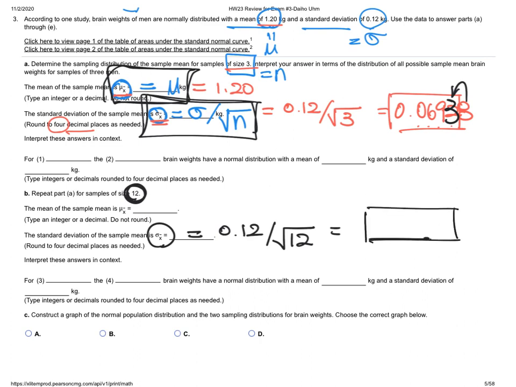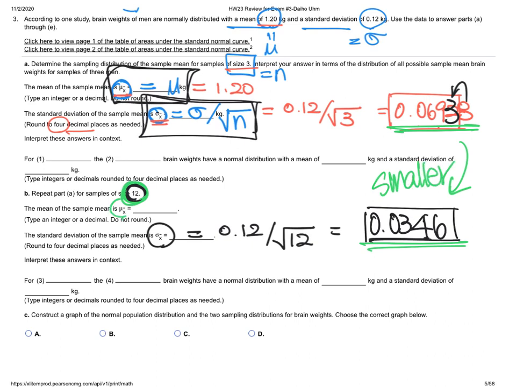Because we had a more sample size, so the standard deviation will be 0.12 over square root of 12. It will be 0.0346, right? So what I want to say, when we have a more sample size, then the standard deviation is getting smaller. But still, the mean of the mean will be same as the population mean. It does not change, right? But the standard deviation is getting smaller.